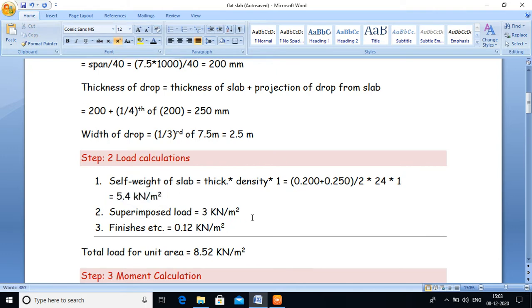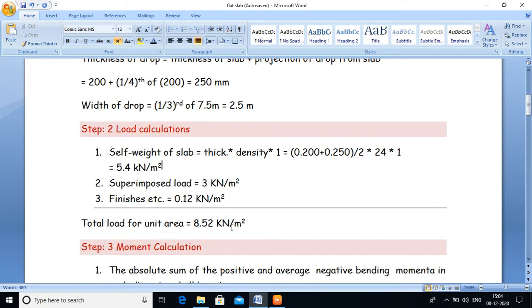Superimposed load, that is nothing but the live load, is given as 3 kilonewton per meter square, and for floor finishes we are going to assume it as 0.12 kilonewton per meter square. Okay, so if it is not given, we need to assume that. So once we get this dead load, live load and floor finishes, actually floor finishes is also dead load, so we'll get the total load per unit area, and that is nothing but the summation of all these things. 5.4 plus 3 plus 0.12, that is 8.52 kilonewton per meter square is the total load per unit area.